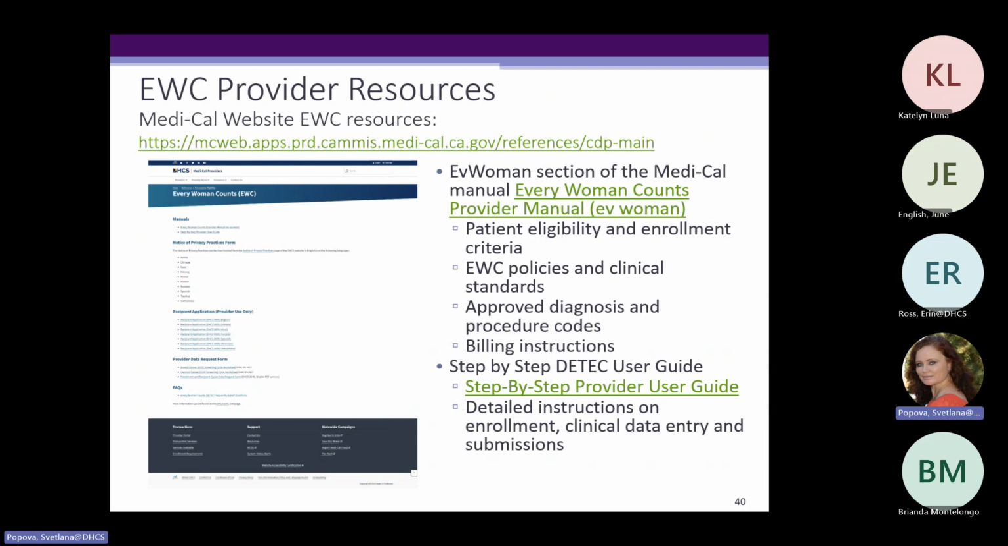and to the notice of privacy practices and recipient application and also provider data request forms. So two major manuals that we have are Every Woman Counts and the other one is pretty much the manual that speaks about eligibility, enrollment criteria, policy and standards, approved diagnosis and procedural codes, and billing instructions. And the next manual is Step by Step, and this is the guide on how to enroll and how to submit data. So it's a data manual.